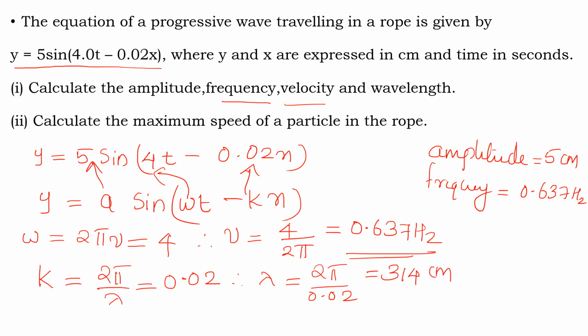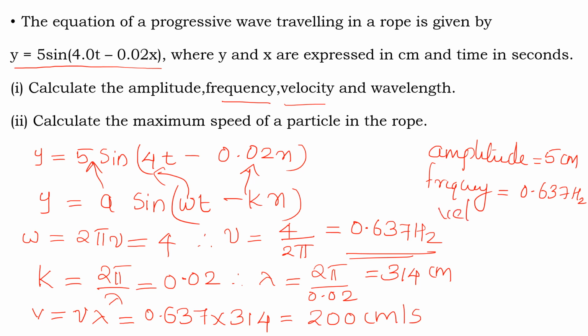Now if we have lambda and frequency, we can find the velocity. That is, velocity v is equal to frequency into wavelength. That is, frequency is 0.637 into wavelength is 314. Therefore, it will be 200 centimeter per second. That is, velocity is equal to 200 centimeter per second. And wavelength is 314 centimeter.